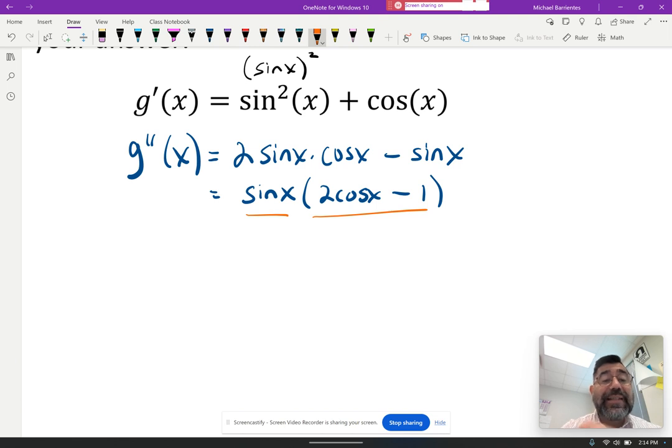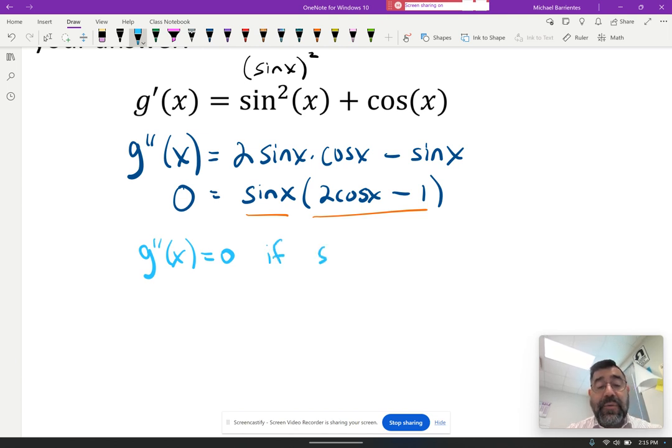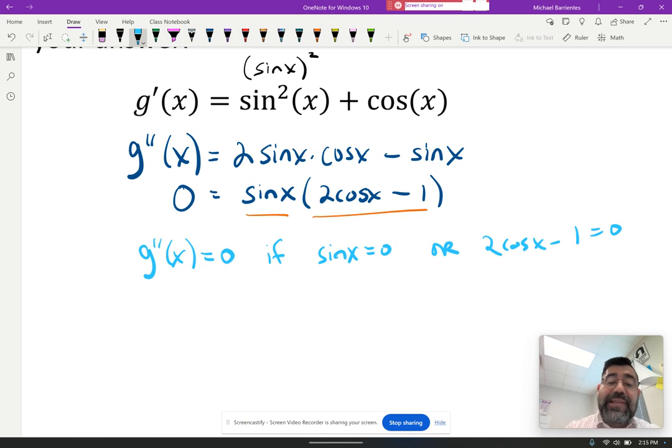And if I want to set the second derivative equal to 0, then I can say g double prime is equal to 0 if the first thing is equal to 0 or if the second thing is equal to 0. Right? If the first factor is equal to 0, 0 times anything in the parentheses makes the whole thing go away. Or if the parentheses is equal to 0, anything times that will make it equal to 0.